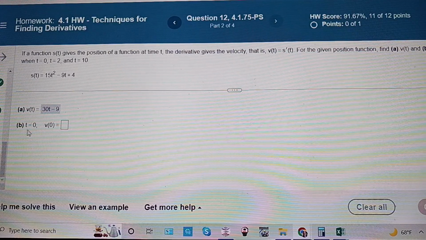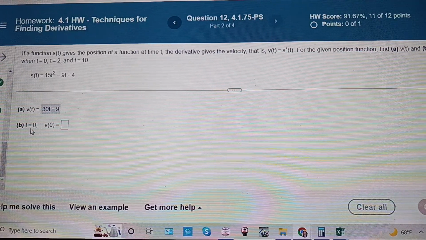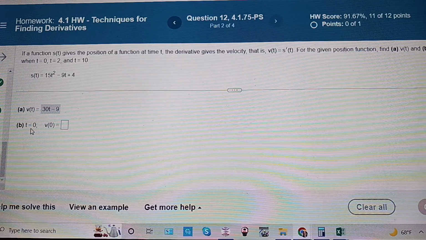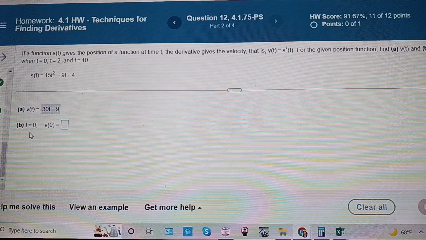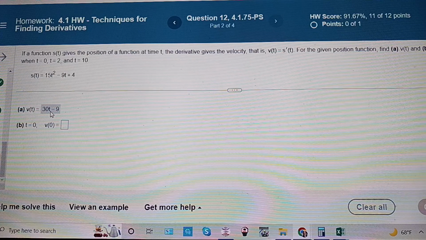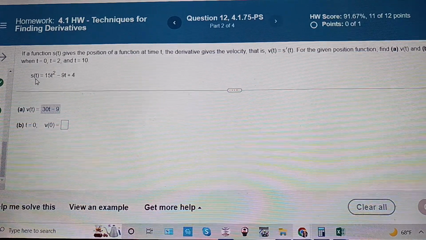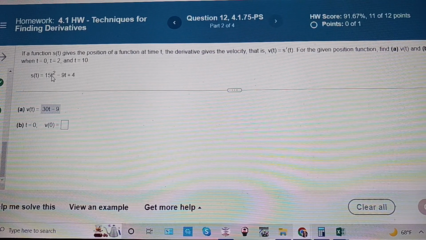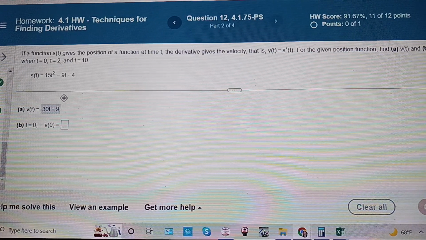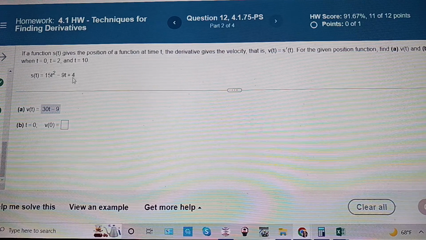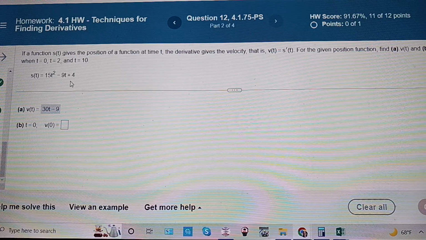Find the velocity when time is 0. So the time 0 is usually whenever we start keeping track of something. So maybe this is a rocket about to blast off, and then 0 is the blast off moment. So it's easy to plug 0 in right there. And notice it's v of 0 and not s of 0. They could ask for s of 0. And if you put 0 in here, the answer would be 4. So the object is at position 4, whatever that is. But at the starting time, it's at 4 already. It could be like 4 feet off the ground.